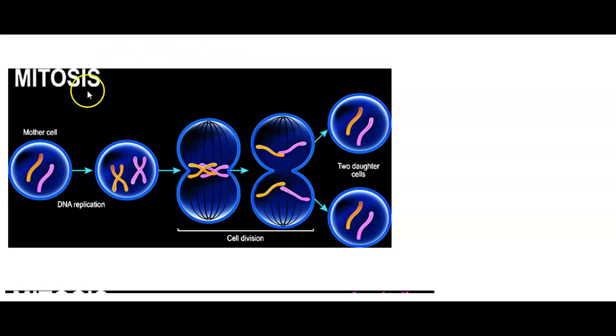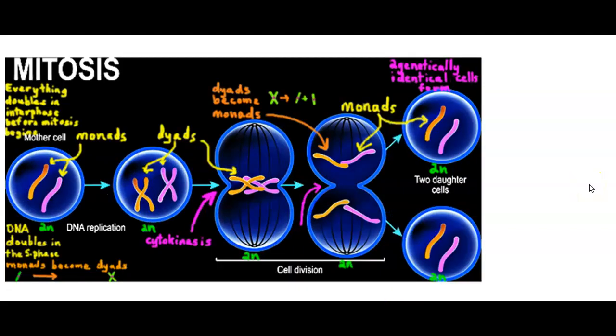Notice, it looks exactly like the mother cell. They're all going to be diploid. Chromosome number never changed. Look, this is 2 chromosomes with their monads. This is 2 chromosomes with their dyads. Back to 2 chromosomes in each that are monads. Here's that picture with a little more detail. So in this case, our diploid number would equal 2.